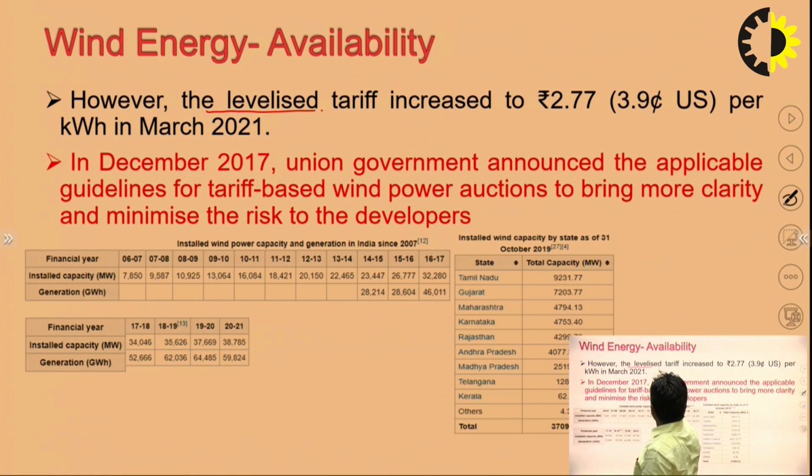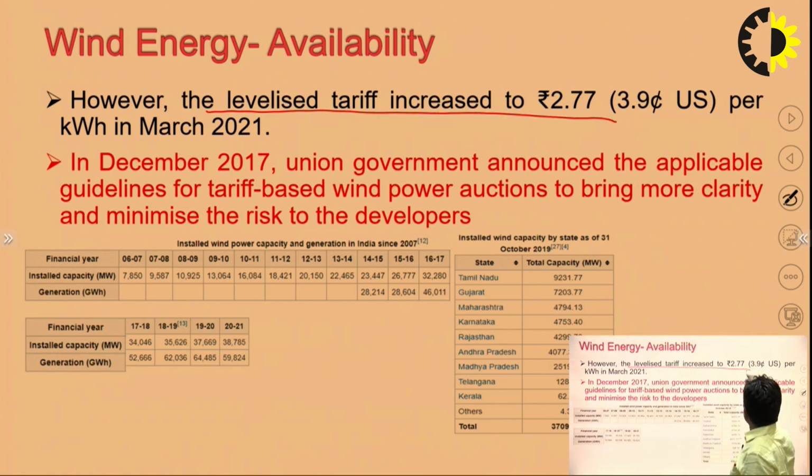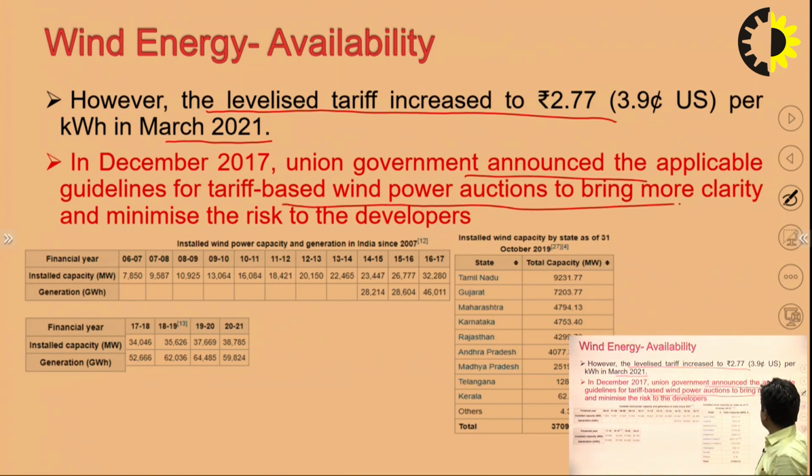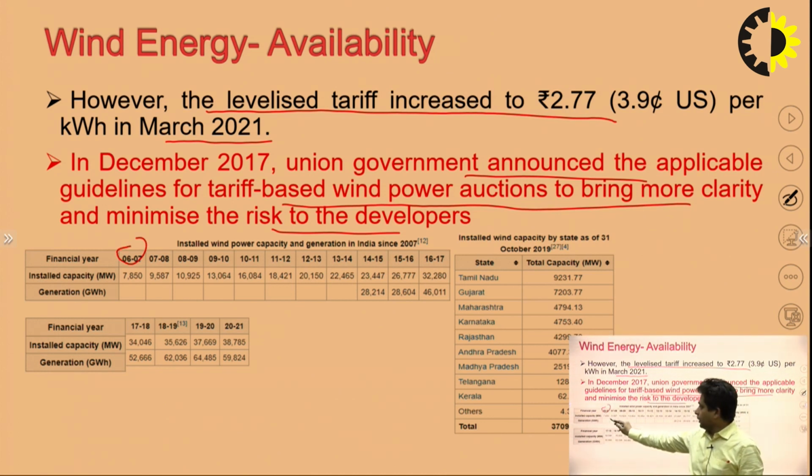However, the levelized tariff increased 2.77 per kilowatt in March 2021. The government announced the applicable guidelines for the tariff-based wind power auctions to bring major clarity. This is the wind power capacity generation in India from 2007. In 2006-7 the total capacity was around 7,850 megawatt, and year by year the production will be increasing.